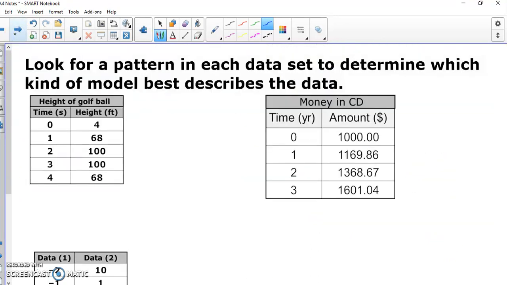All right, so on these ones, again, we're going to be doing the same type of thing. We're going to be looking for a pattern in the data to determine which of our three models best describes the data.